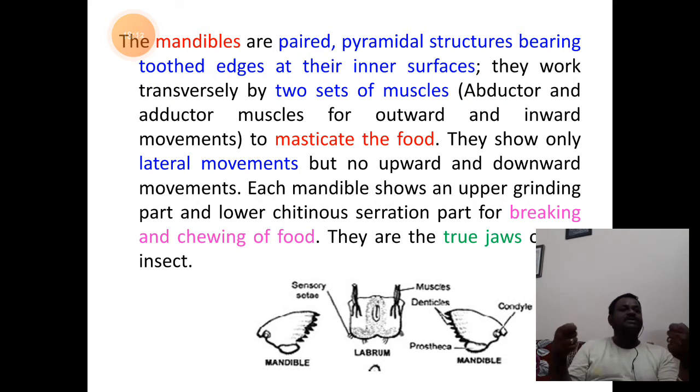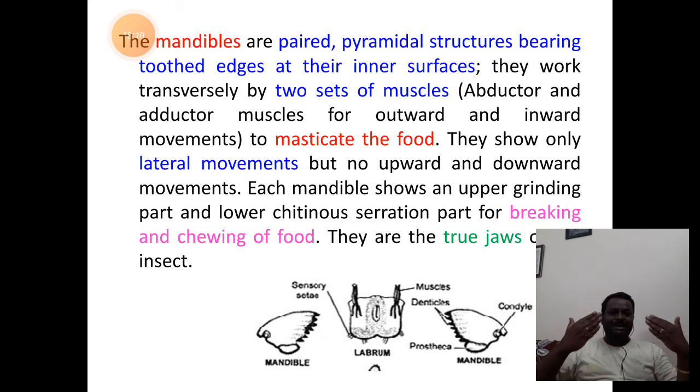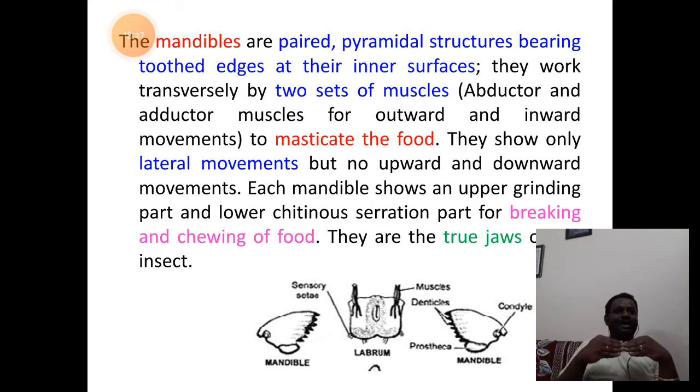These condyles are attached to two sets of muscles. Muscles for bringing the two mandibles closer. So two mandibles can come closer with the help of the adductor muscles. Okay, that is inward movement. And the second muscles that are attached to the condyle are called abductor muscles. So there are two types of muscles attached. One is the abductor muscle, the second one is the adductor muscle.